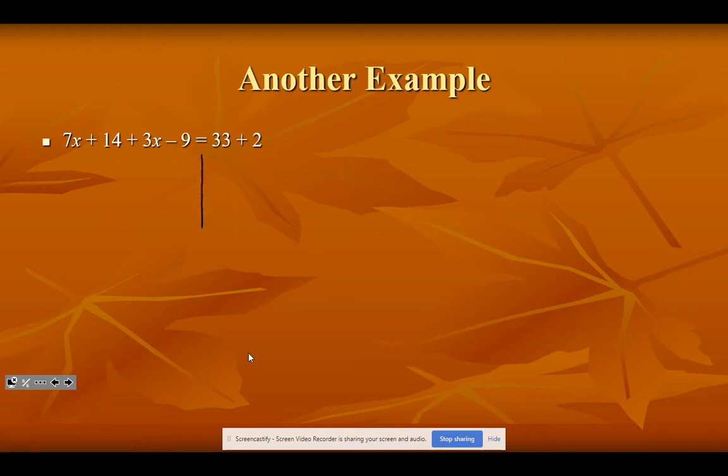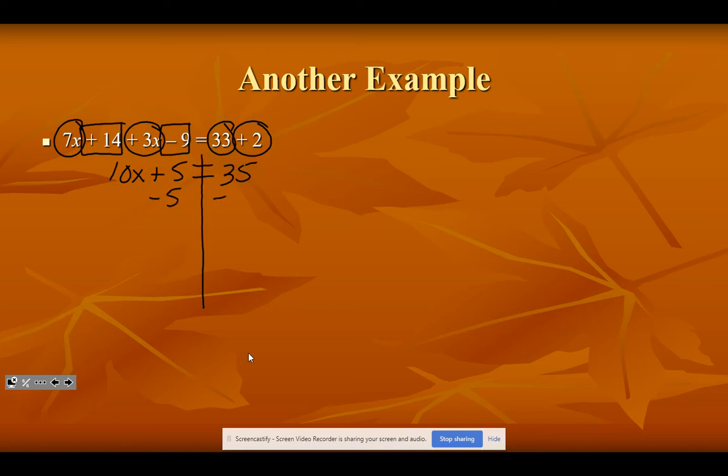So in this one, we have combining to do on both sides. A lot of combining to do. We'll start with the left side where I have 7x and a positive 3x. That's going to give me 10x. And then 14 and negative 9, combining that will give me a positive 5. And then on the right side, combining the 33 and the 2 to get 35. I've shortened that considerably now.